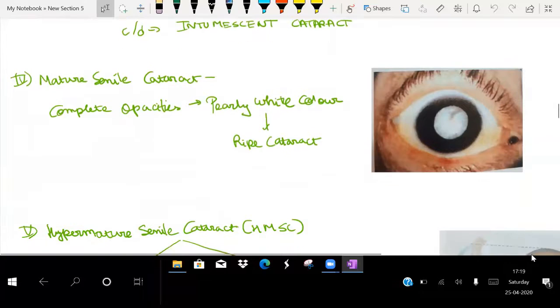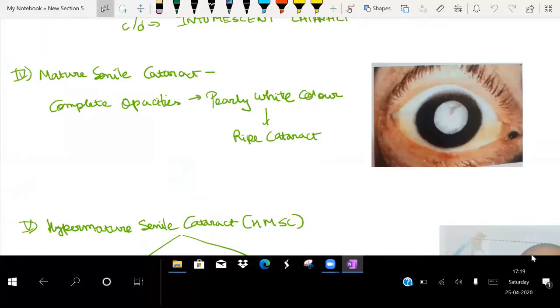The fourth stage is the mature senile cataract. We can see complete opacities, which are pearly white in color. It is also called a ripe cataract. This is the stage where we call it motia bindu because it's pearly white in color.